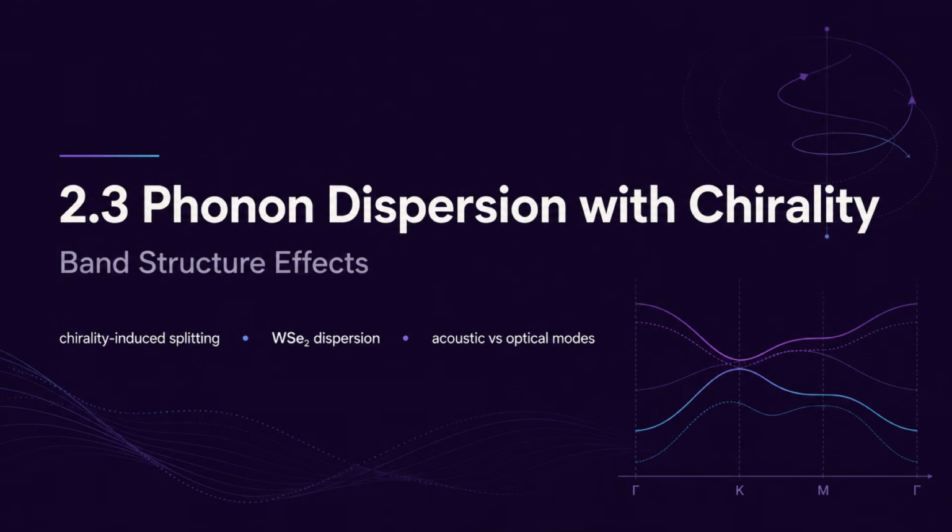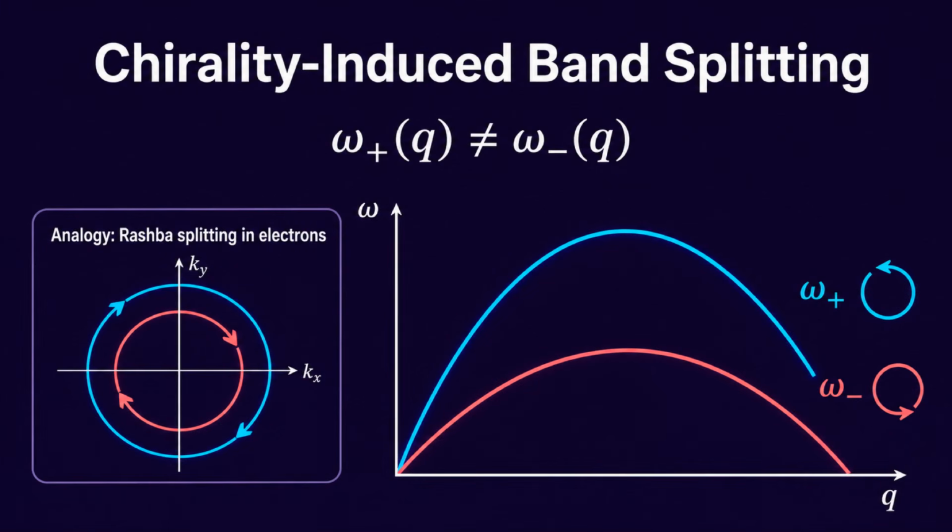We'll discuss chirality-induced band splitting, the phonon dispersion of WSe2, and the distinction between acoustic and optical chiral phonons. In chiral materials, phonon bands can split based on chirality. The frequency of left circularly polarized phonons, omega plus, differs from right circularly polarized, omega minus, at generic wavevectors. This is analogous to Rashba spin splitting in electronic systems. The splitting provides a signature of chirality throughout the Brillouin zone.